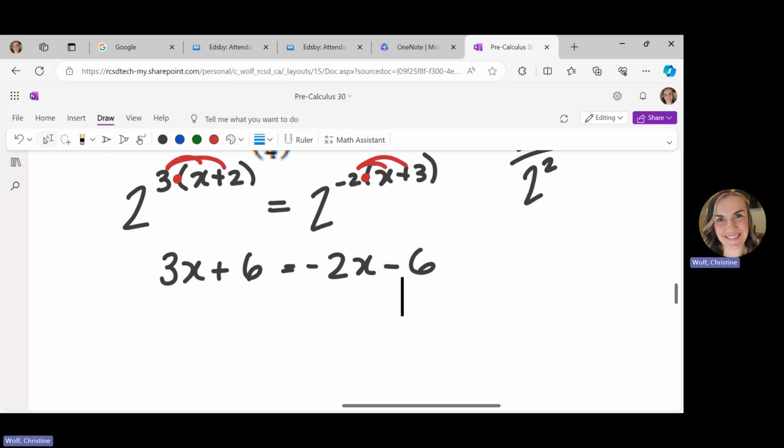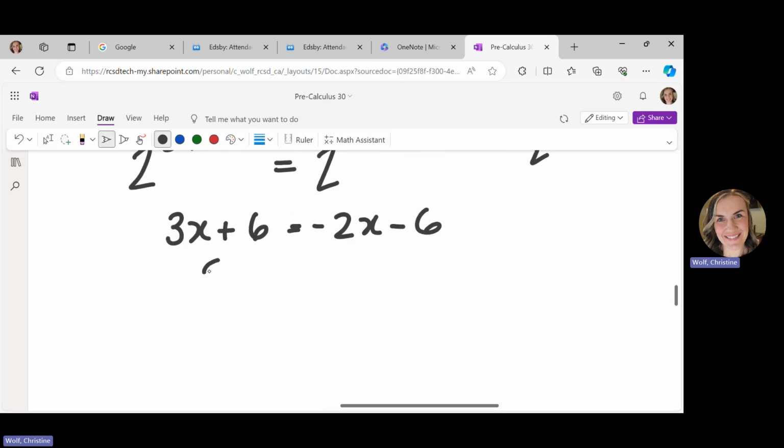If I add 2x to both sides, I'll get 5x on my left, and I'm going to subtract 6 from both sides. So I'm moving my x's to the left and my 6's to the right. Divide by 5, and unfortunately, we get a fraction, and we have to verify with that. I guarantee you tomorrow on your test, there is a question where I'm making you verify with the fraction. So pay attention because it gets a little bit complicated.